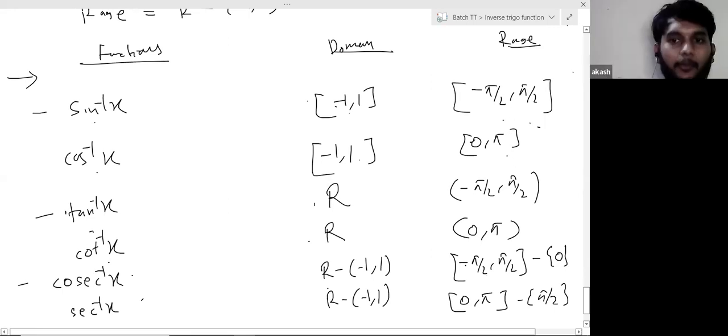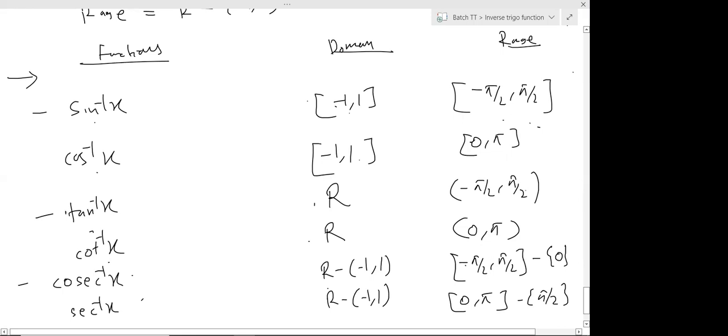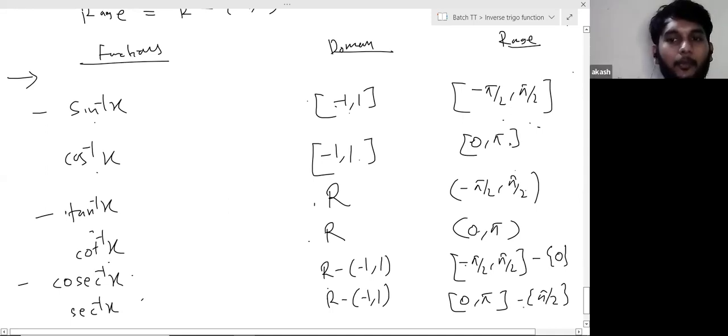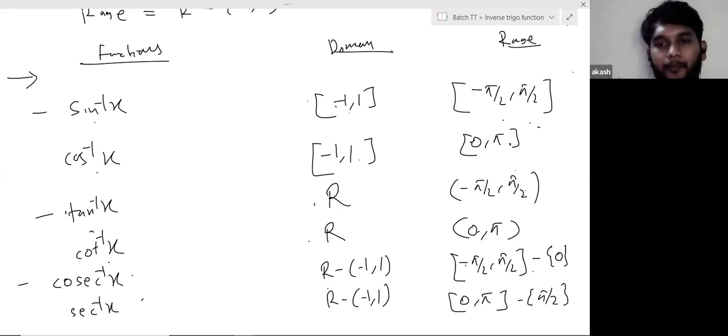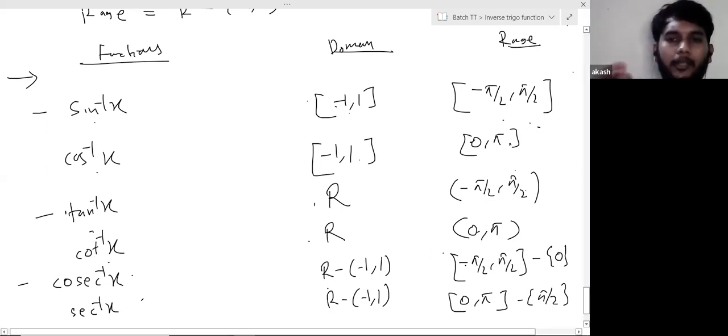Sine, tan and cosec: minus pi by 2 to pi by 2, minus 0. And same thing for cos, cot and sec: 0 to pi, 0 to pi, and 0 to pi. And only for cosec and sec, we have to add or subtract something at the end. So this is easy to remember if you look at it closely and write it down a few times.